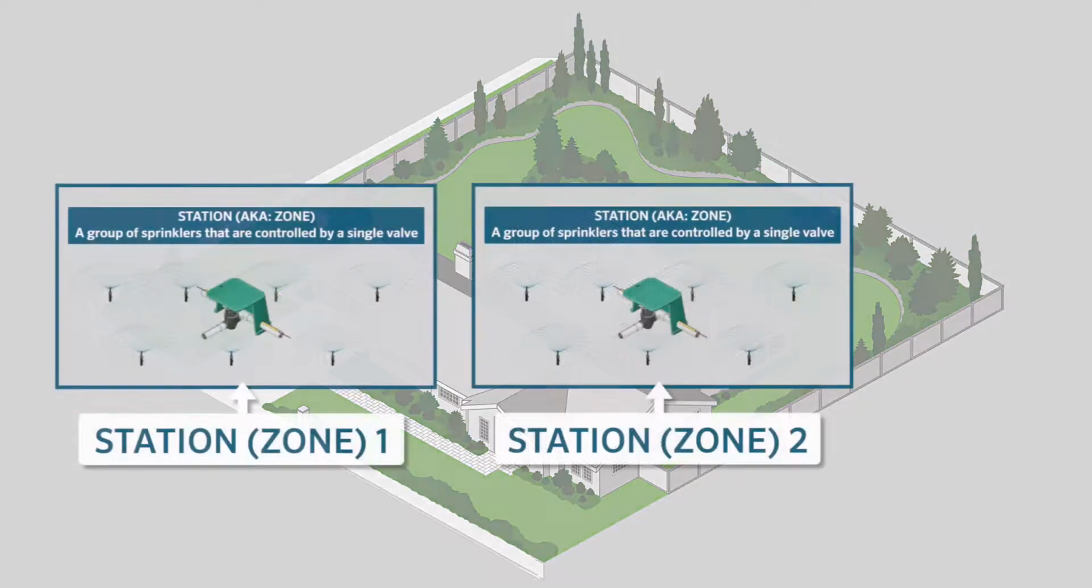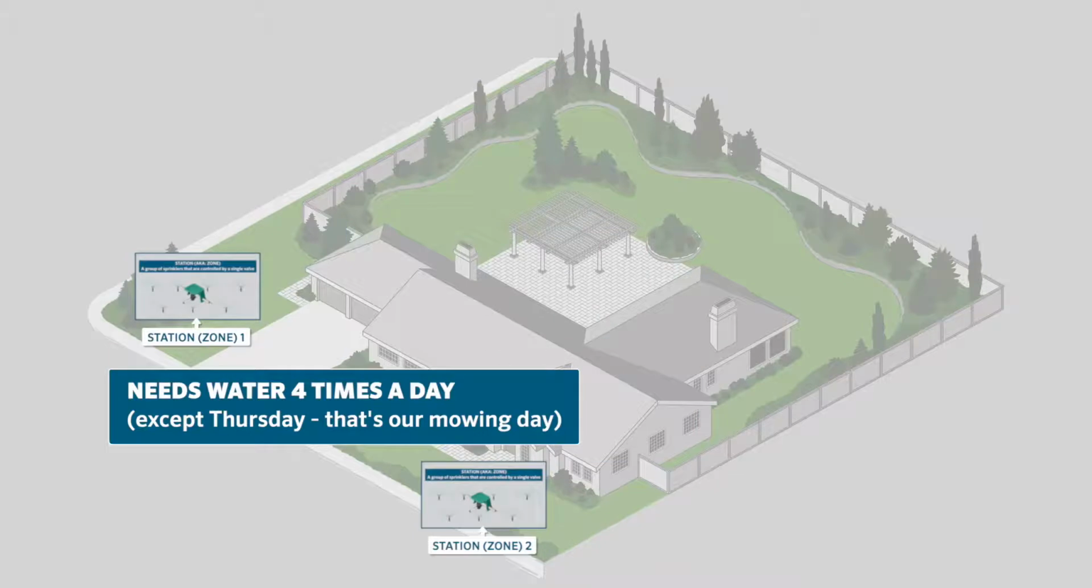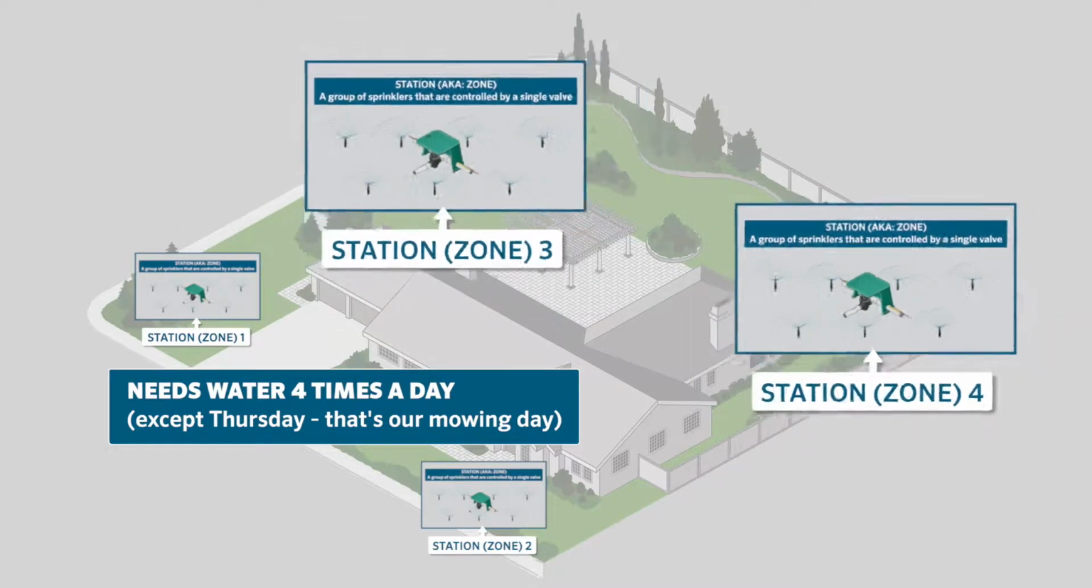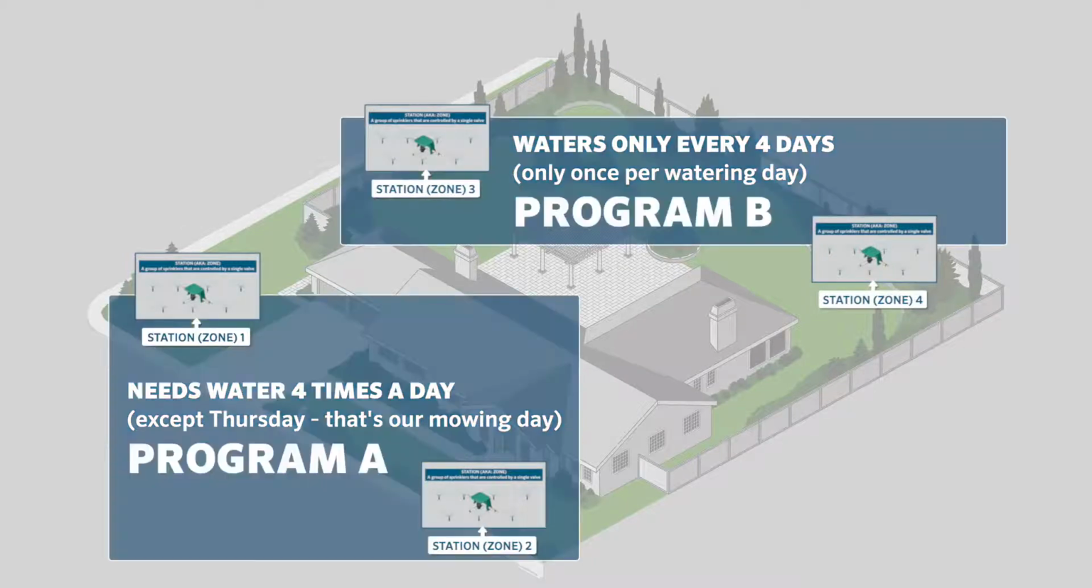Let's say that you have 2 newly seeded zones, stations 1 and 2, for example, and because it's new grass, you may need to water 4 times a day, with the exception of Thursday because that's a mowing day. Let's also say that you have another 2 zones with trees, and these areas may need to be watered once per day, but every 4 days. Therefore, we'll need to divide these 4 stations into 2 different programs, A and B. Program A can have stations 1 and 2 with the new grass, and Program B can have stations 3 and 4 with the trees.